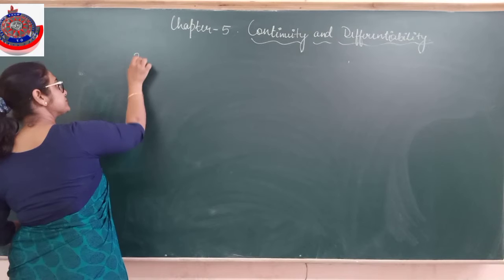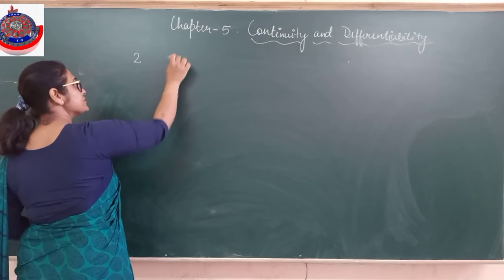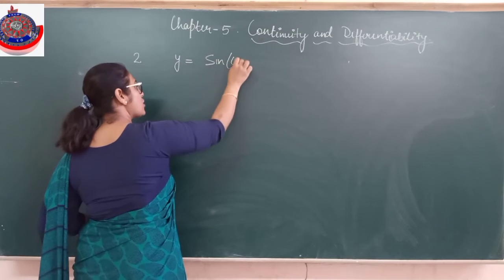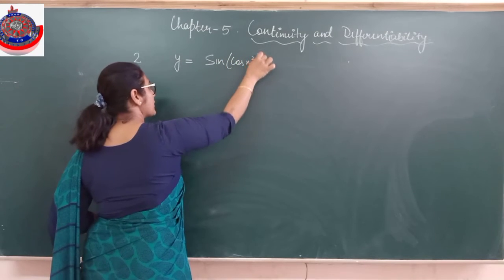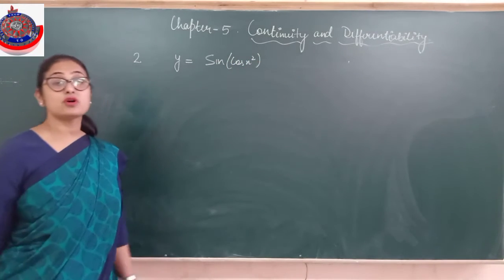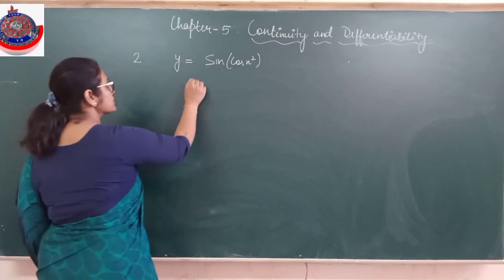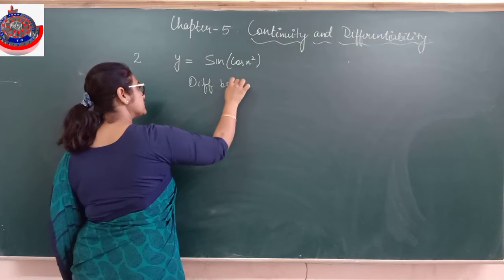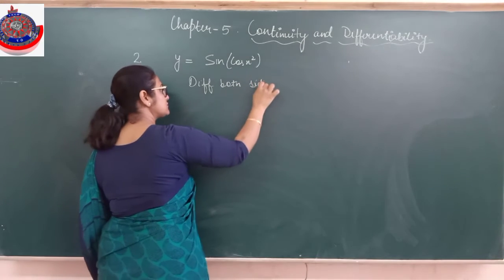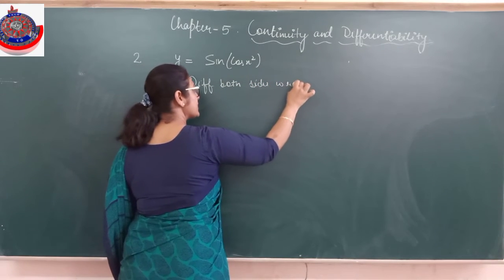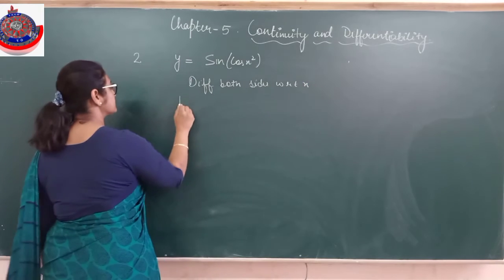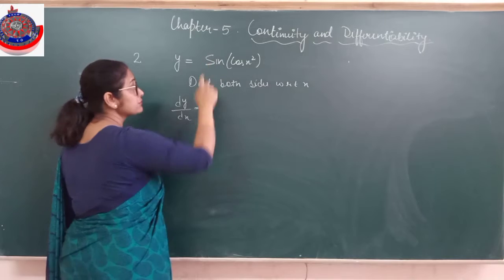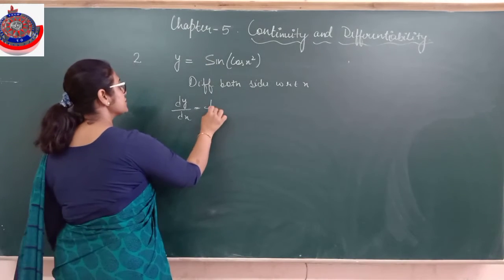Like, say I need to differentiate y is equals to sine of cos x square. Sine of cos x square. So differentiate both sides with respect to x. Differentiation of, first of all, here also differentiation.